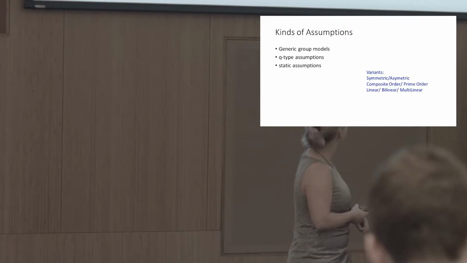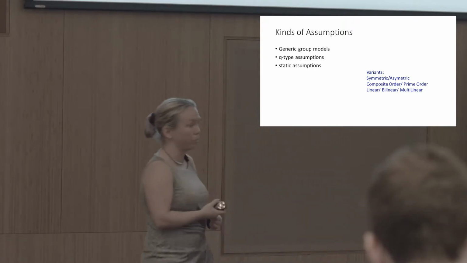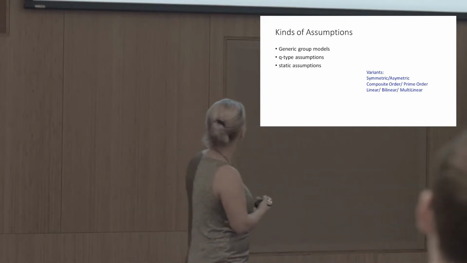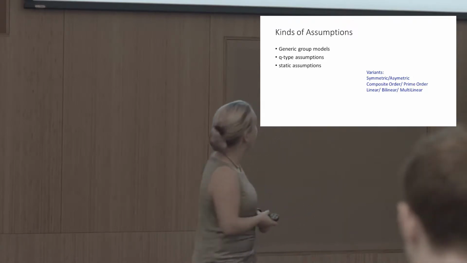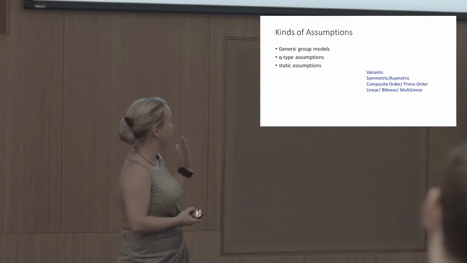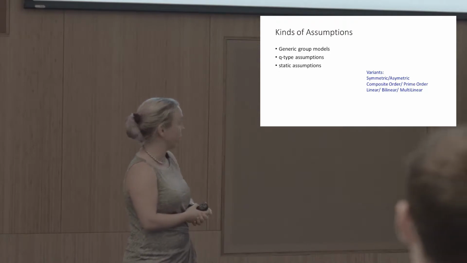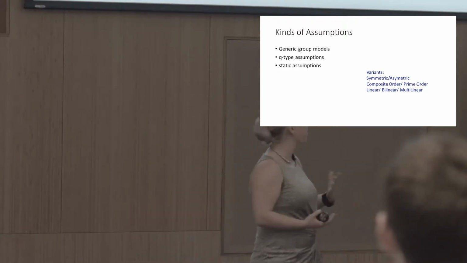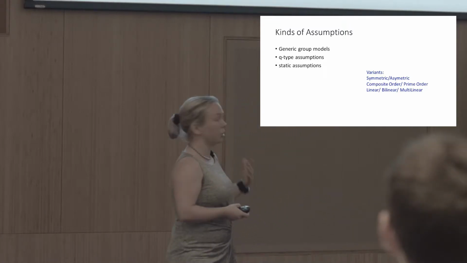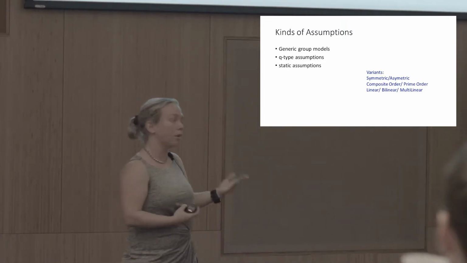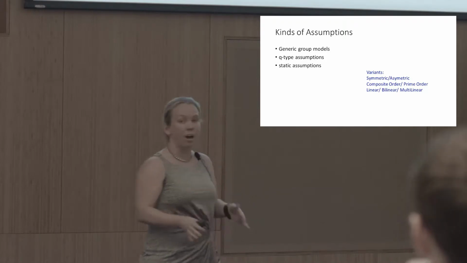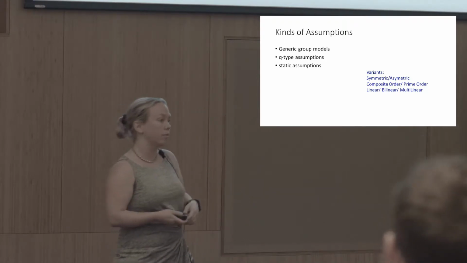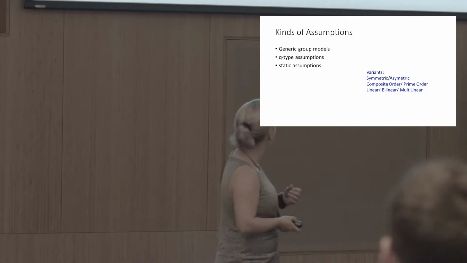So the basic kinds of assumptions in this space: we start with generic group models, and then we have Q-type assumptions, and then we have static assumptions. And for each one of these categories, you have a bunch of other variants, whether the groups are symmetric or asymmetric, whether the groups are composite order or prime order, whether the group is linear, bilinear, or multilinear. All these hierarchies function analogously under all these different choices of these attributes.